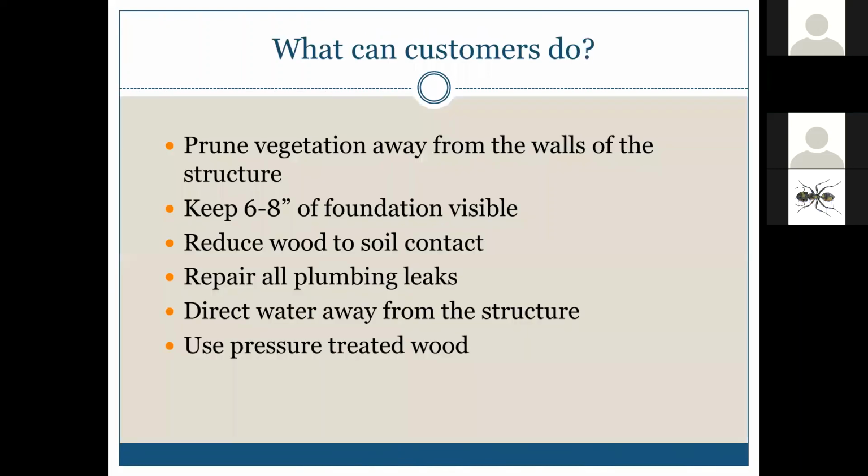So what can customers do? Prune your vegetation away from the walls of the structure. Keep 6 to 8 inches of foundation visible. That means that you may need to pull the soil level down so you can see that foundation all the way around the structure. Reduce any wood to soil contact. Repair any water leaks. Direct water away from your structure. Anytime that you're using wood, whether you're building a fence or anything like that, use pressure treated wood.